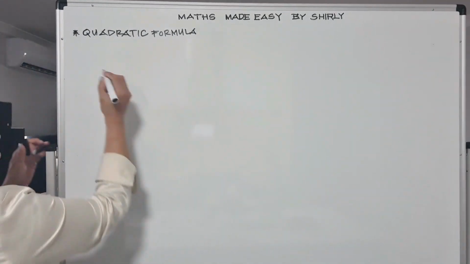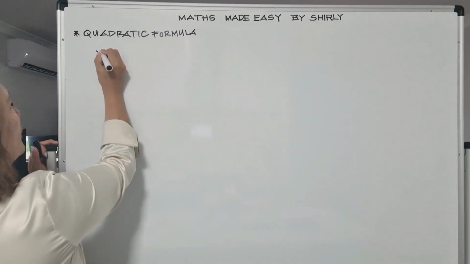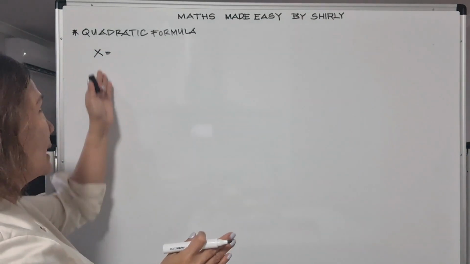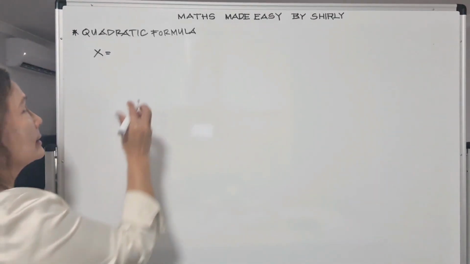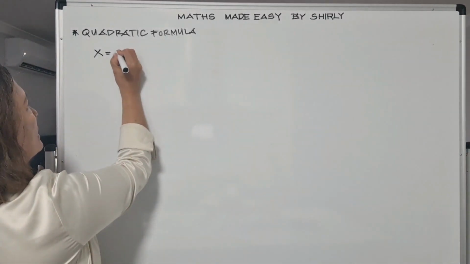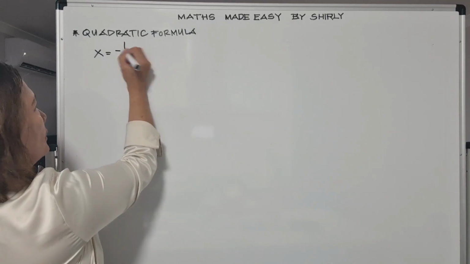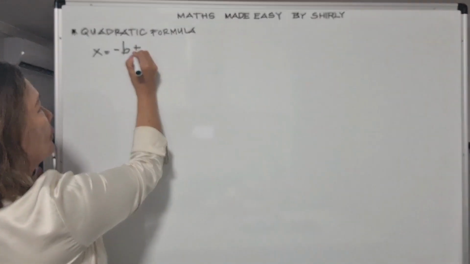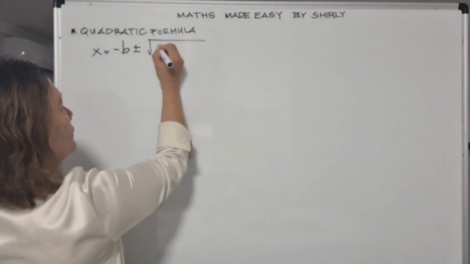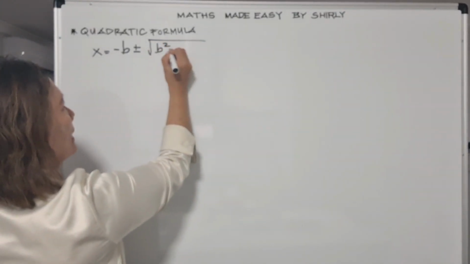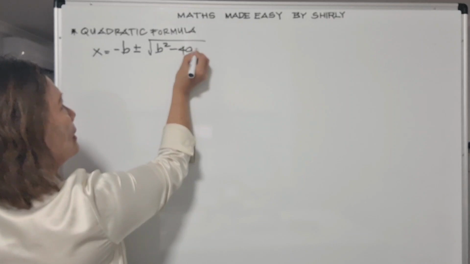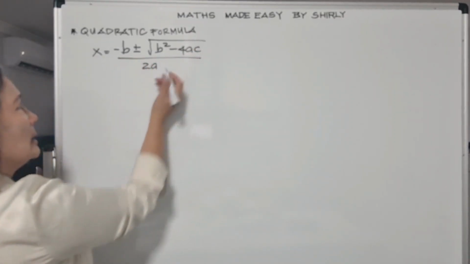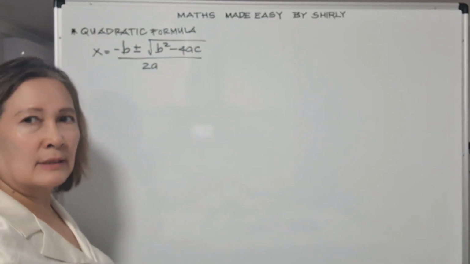What is the quadratic formula? The quadratic formula is to solve for the unknown, which can be represented as x. And this is in a formula of x equals negative b plus or minus the square root of b squared minus 4ac, all over 2a. So this is what you call the quadratic formula.